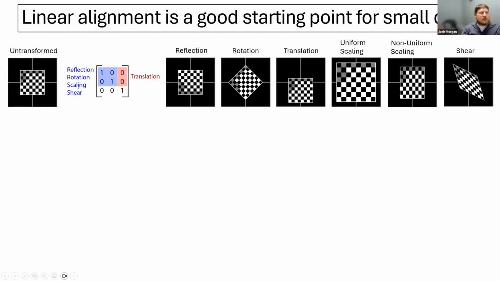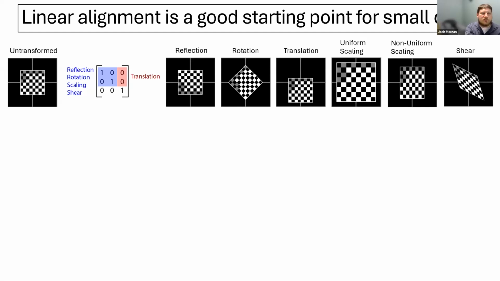So reflection, rotation, scaling, and shear are encoded in this square here. Translation is encoded over here. And with simple matrix multiplication, you can turn all of the XY positions in this image into any combination of these transformations. So it's really nice and elegant, if that works out for you.